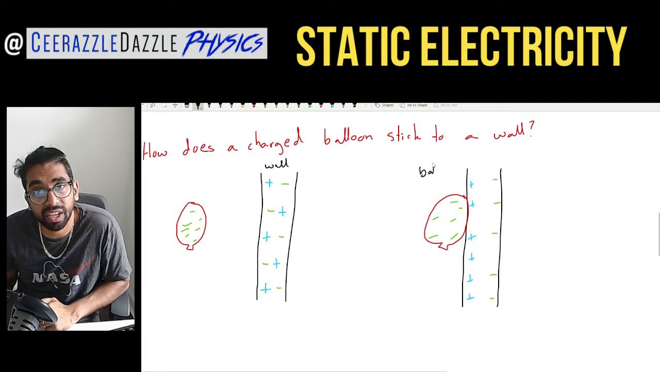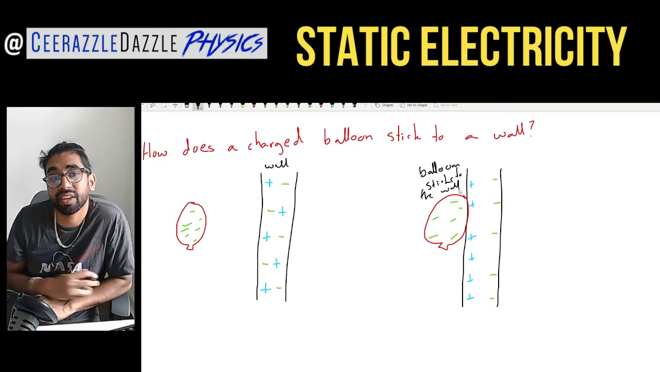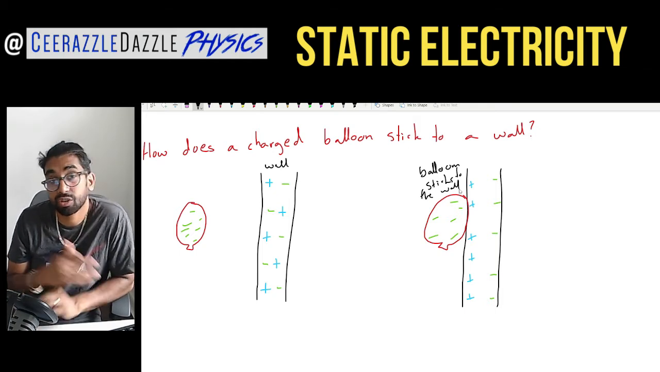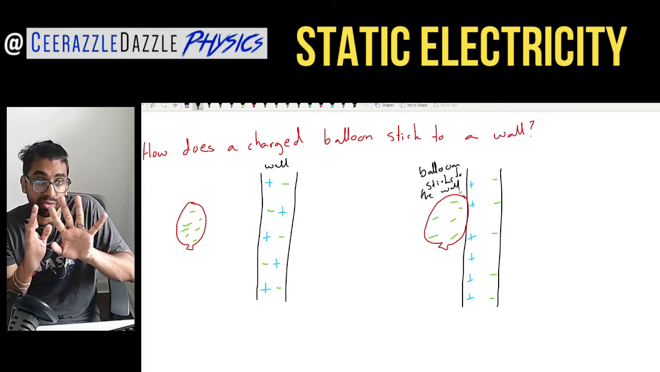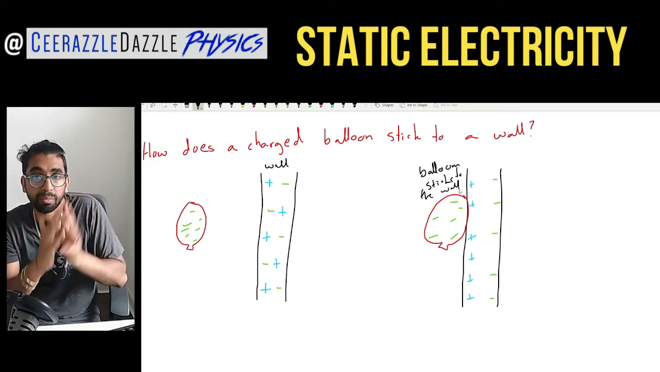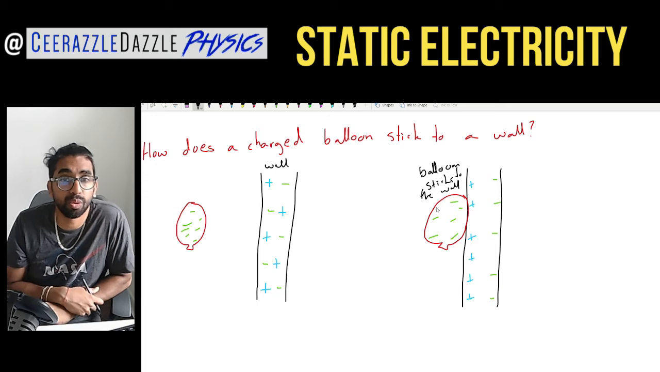So look, guys, now we have the balloon stuck to the wall over here. This is the reason why a charged balloon can stick to a wall. You take the charged balloon, you bring it closer, and it repels away the electrons within the wall, and the positive charges over here attract the balloon. We have the opposite charges ensuring that it's stuck to the wall.